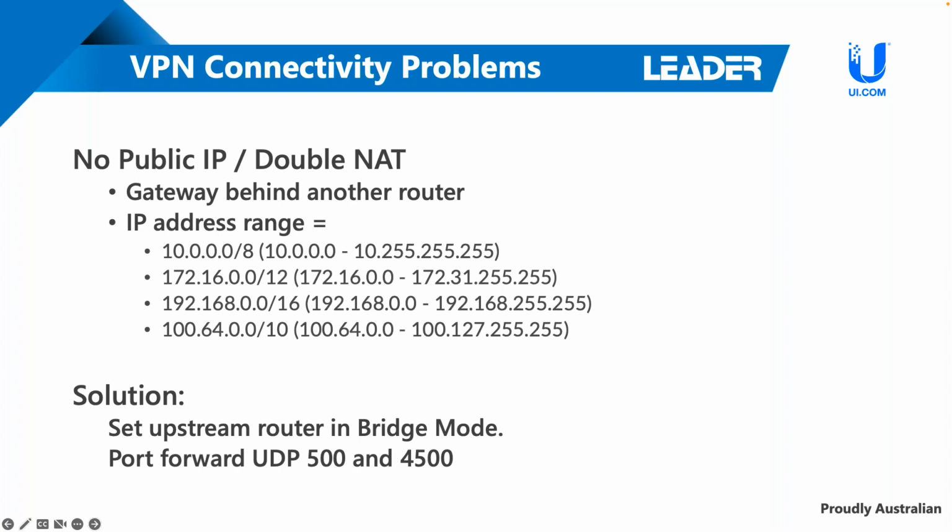So the easiest solution to get past this is to set the upstream router to bridge mode. In bridge mode, it should pass that external IP address through to your Ubiquiti device, which means it will be remotely accessible. There's no other real way to get past it except for port forwarding, and specifically you need to do port forwarding on the upstream router, on UDP port 500 and port 4500. Those will need to be forwarded in order to make this gateway reachable, in order to have that server functionality be available to your client devices.